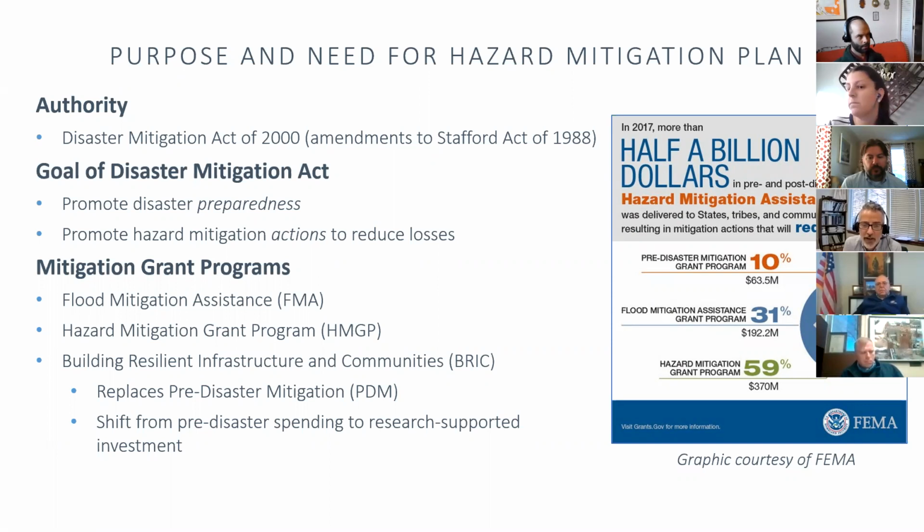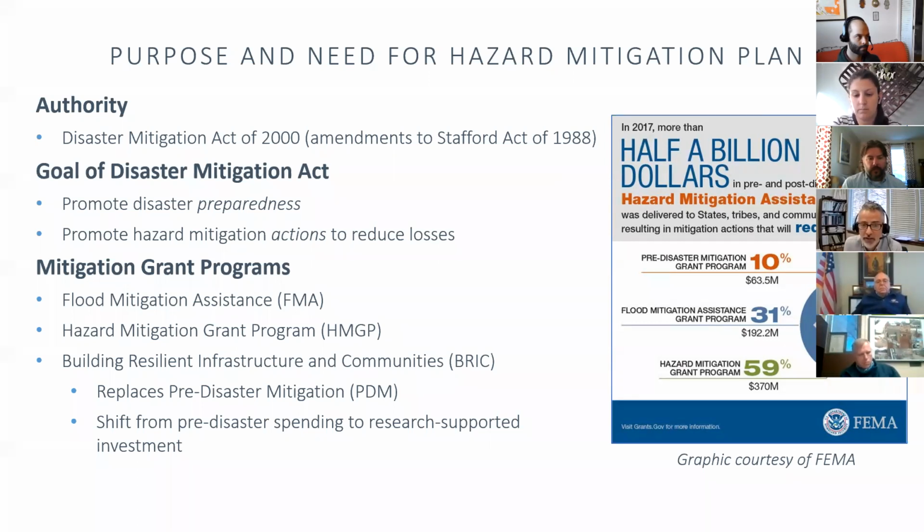And it enables you, if you have a plan, to apply for 3 different kinds of mitigation grants. So the current grant programs are flood mitigation assistance, which aims at reducing losses at insurable structures. The hazard mitigation grant program, HMGP, which deals with all kinds of hazards, not just flooding. And then the new program, which replaced PDM, is BRIC, Building Resilient Infrastructure in Communities.